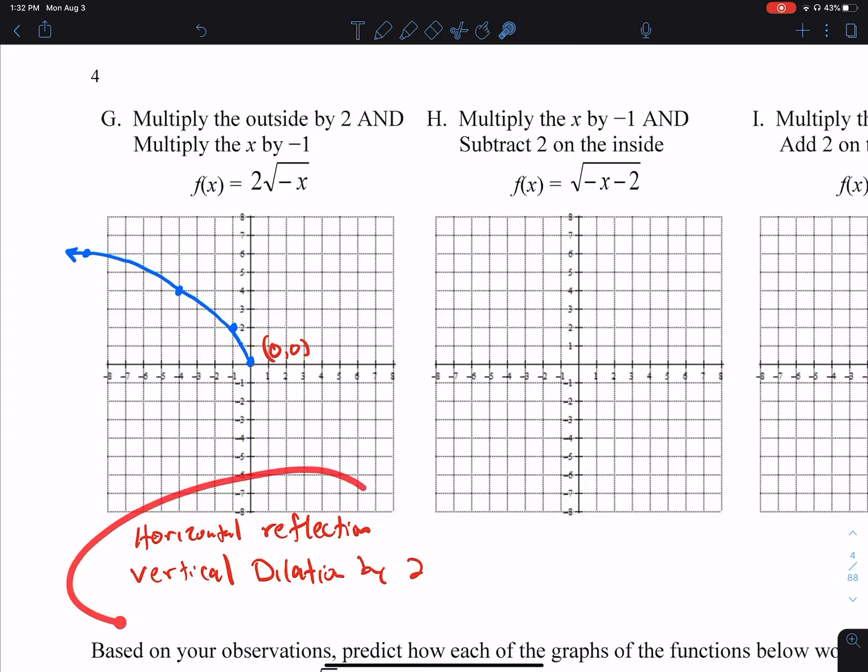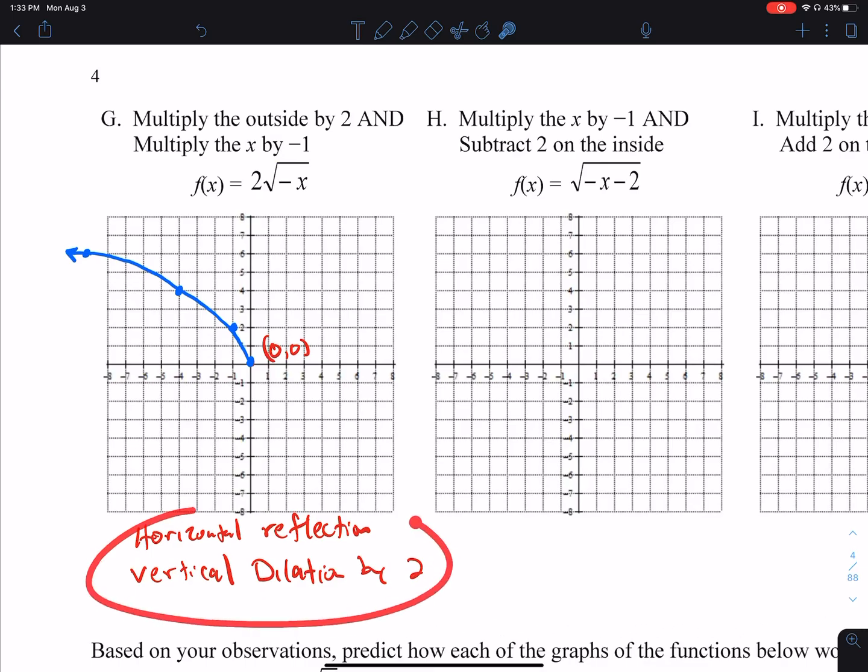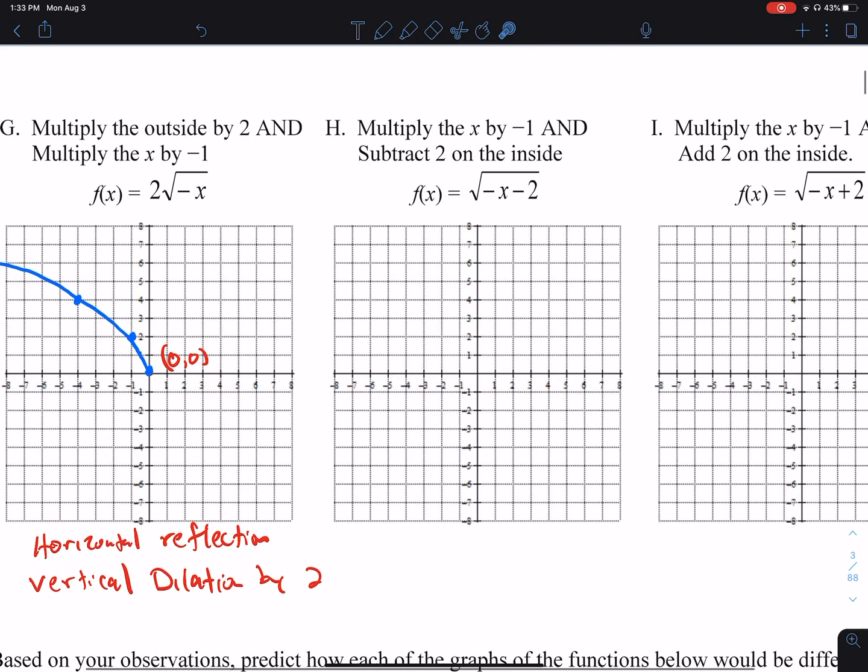And let's talk big picture what this does again. Horizontal reflection means we go left instead of right. Vertical dilation by 2 means we go up twice as far as we normally would. Normally we go right 1, up 1. Now we're going left 1, and we're doubling how far we go up, 2. We're going to go left 4, square root of 4 is 2, we double it, we get 4. Square root of 9 is 3, we double it, we go up 6. Now once again, ask yourself, how did the 2 and the negative affect this graph? We will get into that formally.